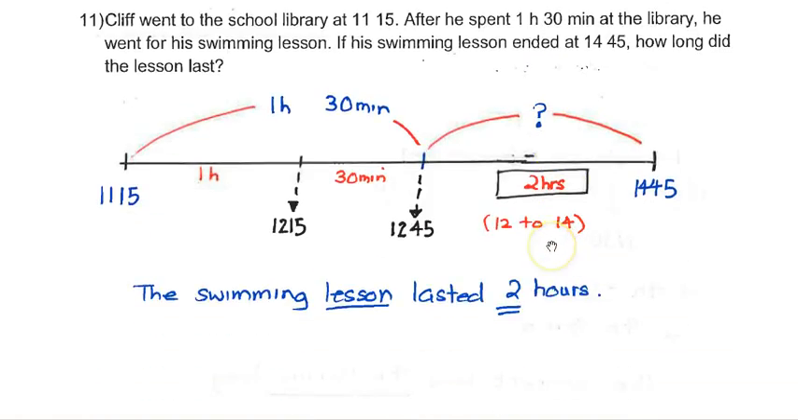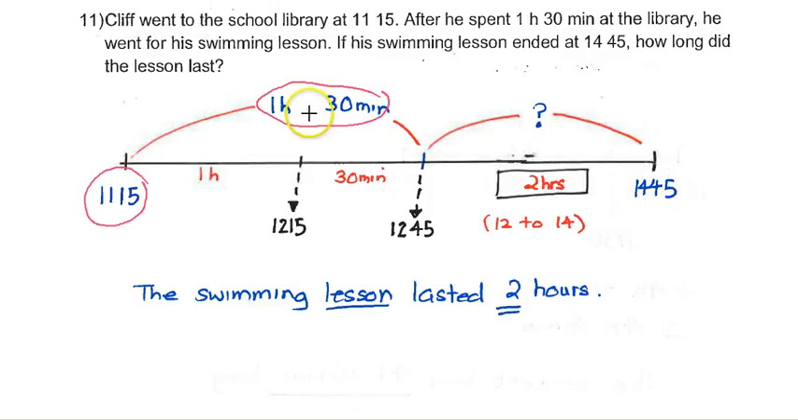Next, Cliff went to school library at 11:15. Over here, draw 11:15. So this one is the given time, 11:15. He spends 1.5 hours at the library, given. Then he went for a swimming lesson. This here is the swimming lesson, from here to here.